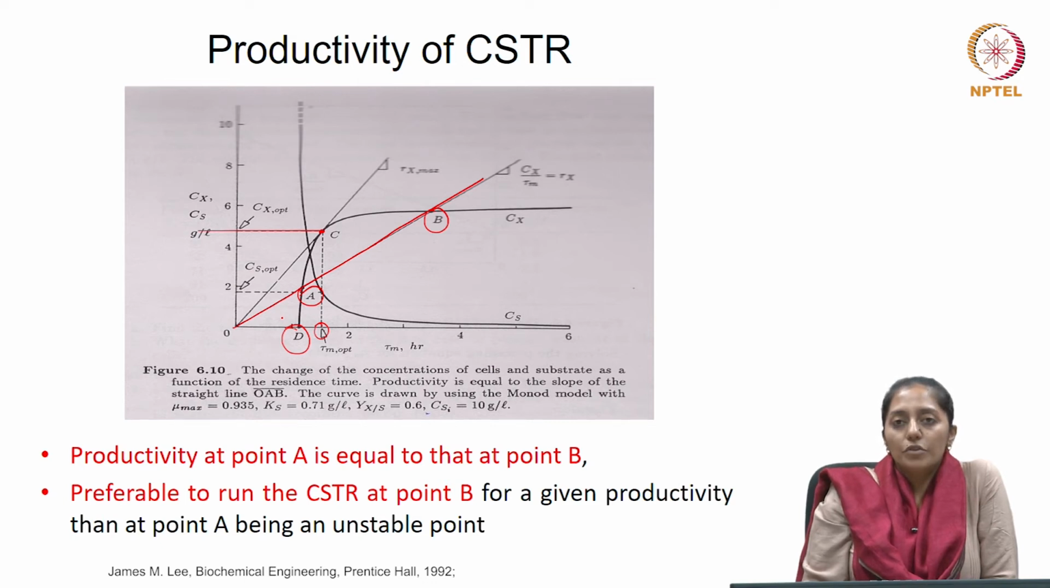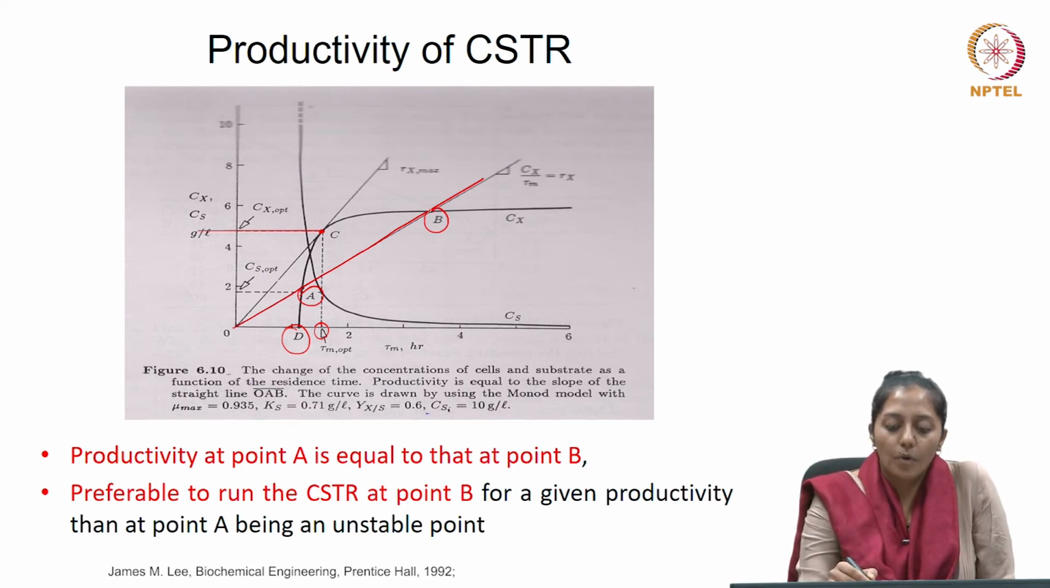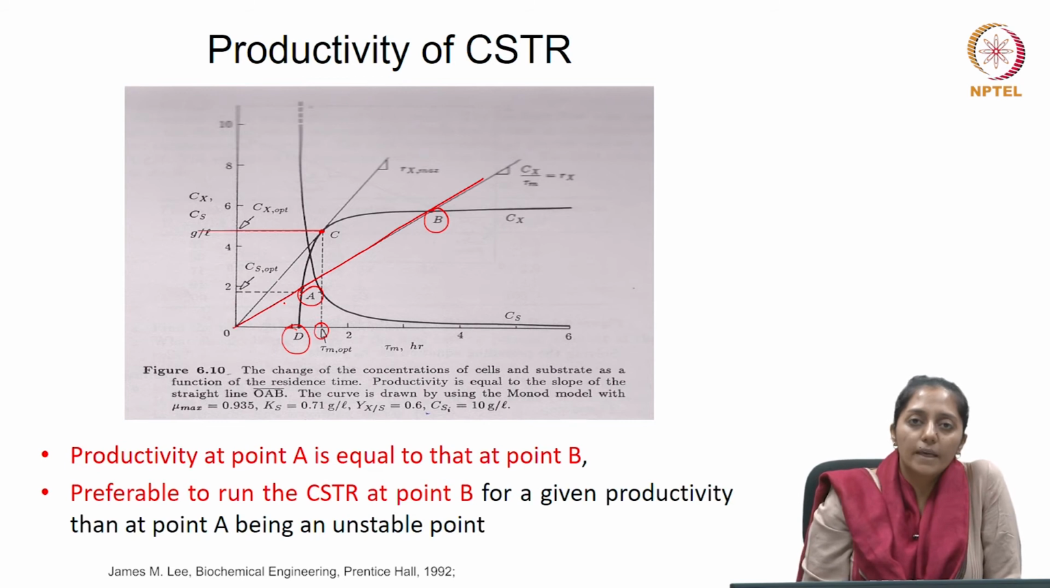So, how do we choose whether one should run this chemostat at point B or at point A? Can you make a guess?